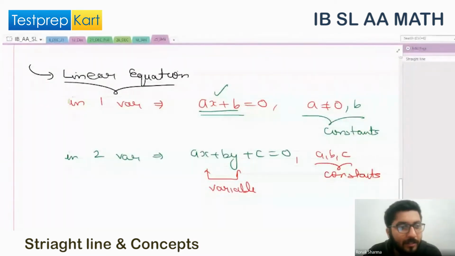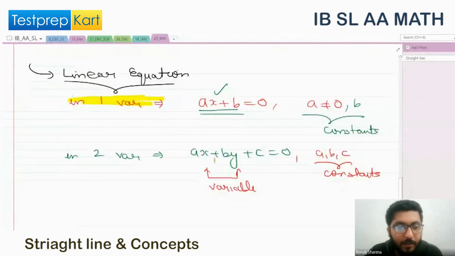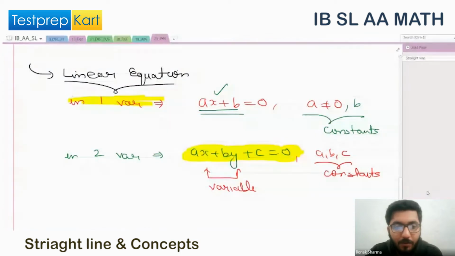Now, I know that solving a linear equation in one variable is simple, right? We simply take the constants to the other side, combine or simplify the terms that contain the variable x, and calculate the value of x. Today we are going to study linear equations in two variables, ax plus by plus c equals 0.